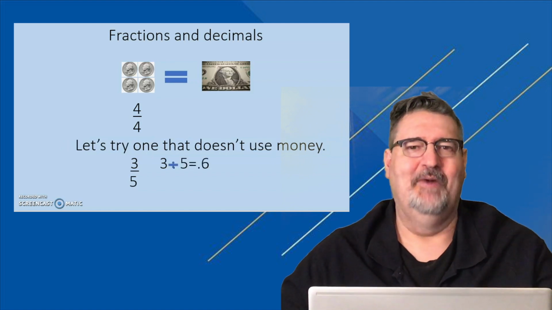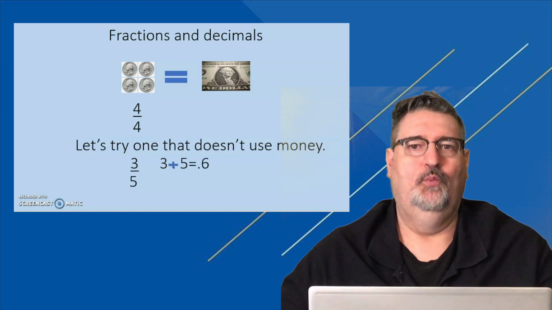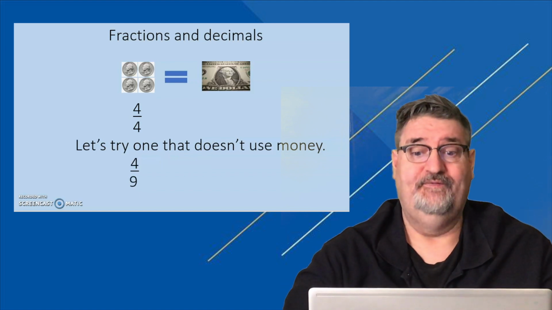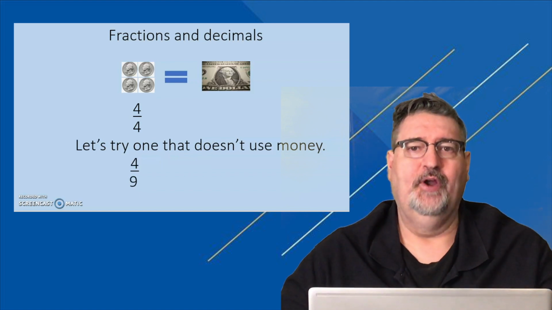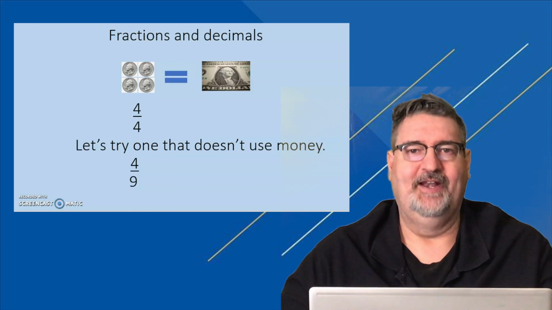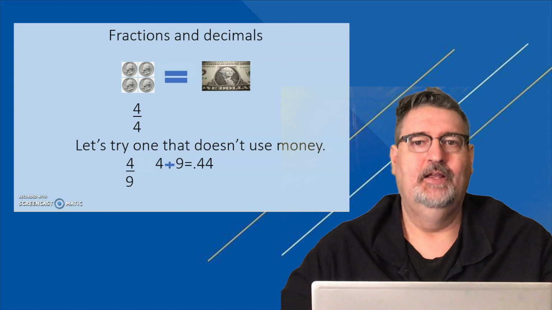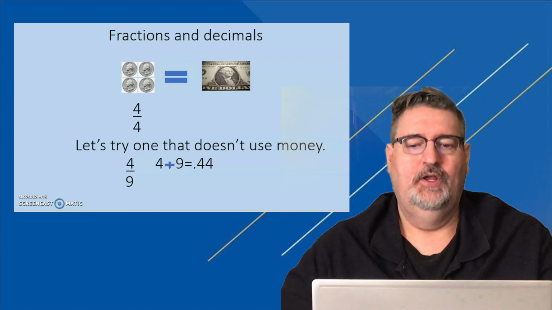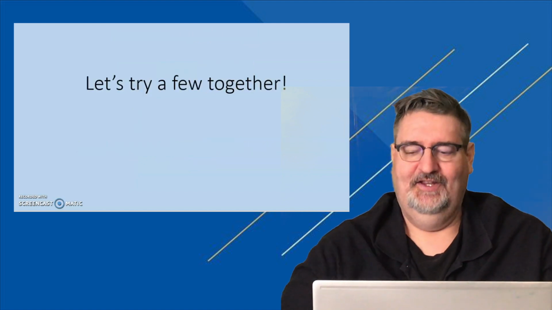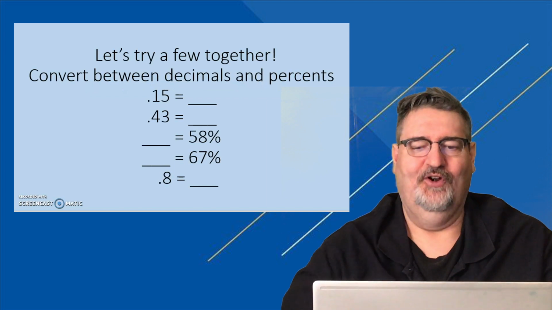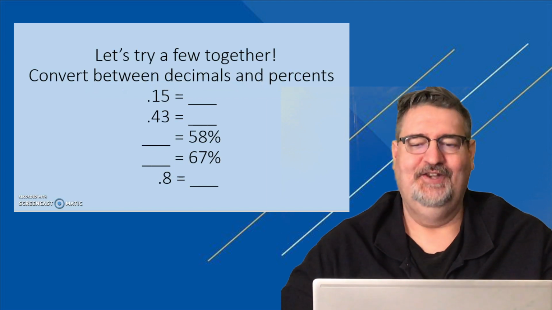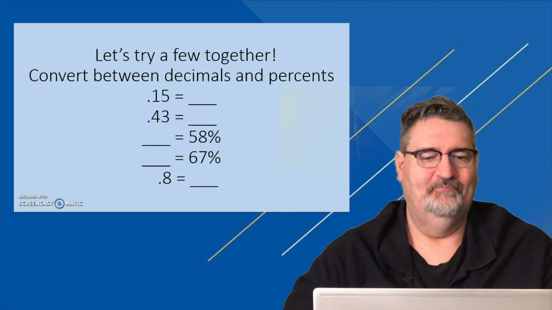Now, we showed some with money. Here's an example of one where we're not using money. We have 3 over 5, or 3/5. So you take the numerator 3 and you divide it by the denominator 5, and you get 0.6. Here's another example, 4/9. So we're going to take the numerator of 4, divide it by the 9, and you get 0.44.